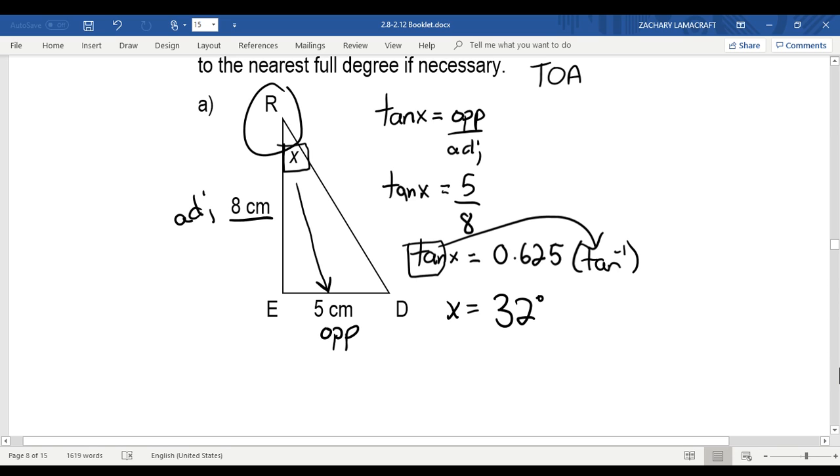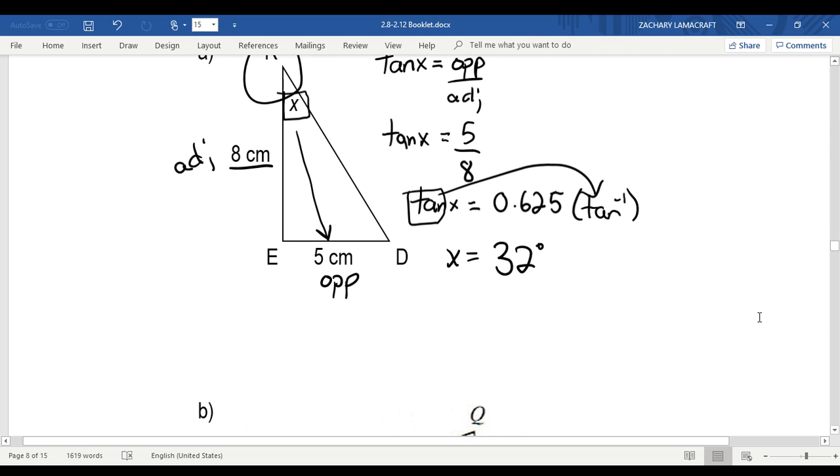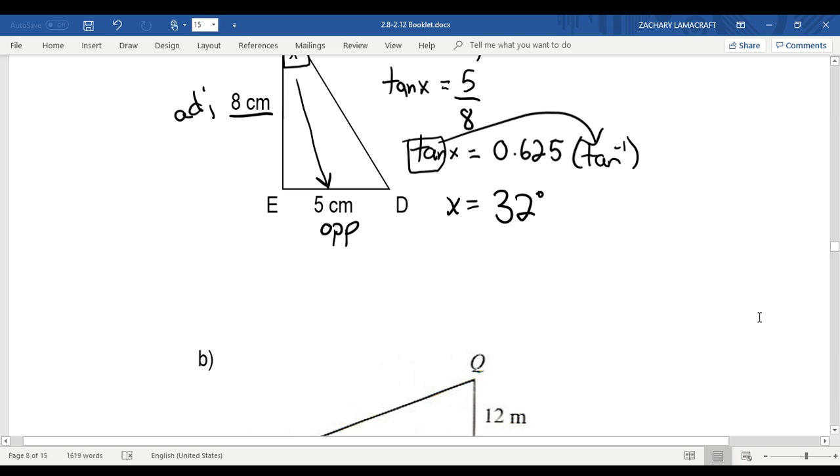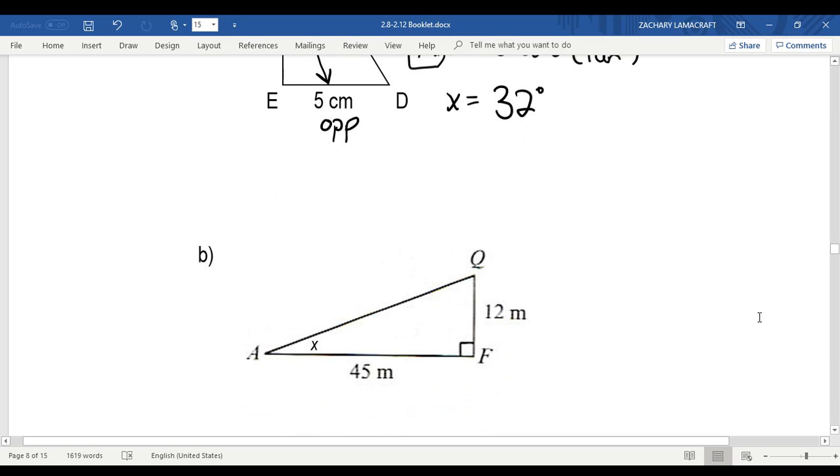So we found the unknown. The unknown is always going to be that one variable. It could be X, it could be Y, it could be Z, it could be A, whatever it is. But in this case, we see that it's X, and we found out that X is equal to 32 degrees.